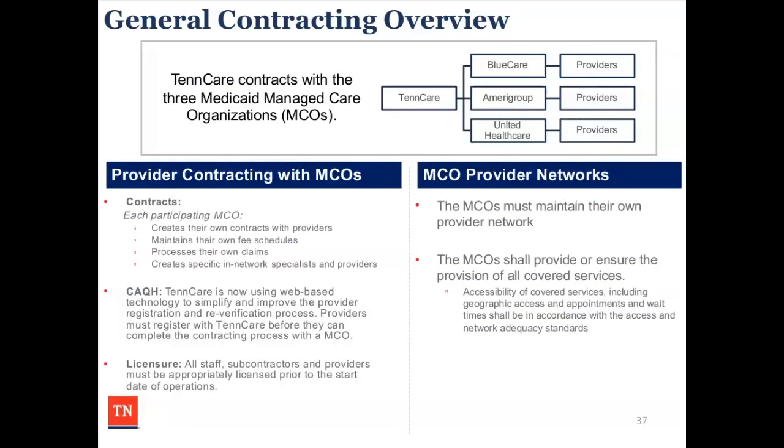There are 3 components to the provider contracting: the MCO contracting and oversight, the provider completing the CAQH process for provider registration with TennCare, and then the provider ensuring that either them as an individual provider or the agency has the appropriate license. Representatives from each MCO have joined us for this webinar. They will share their contact information for those providers who are interested in contracting for MAT services, as well as giving a brief overview of their contracting process.